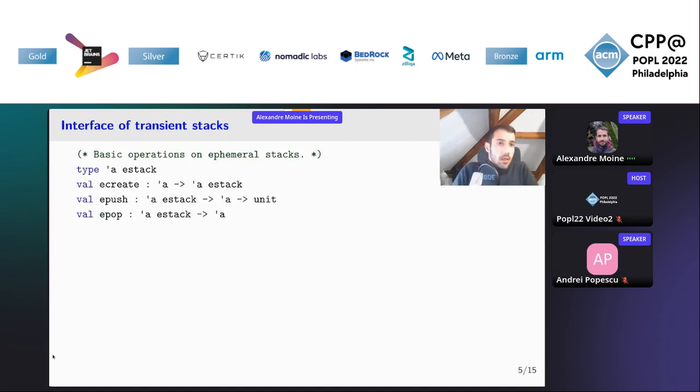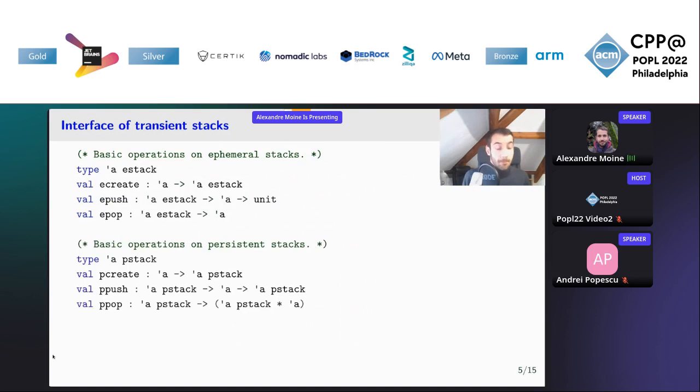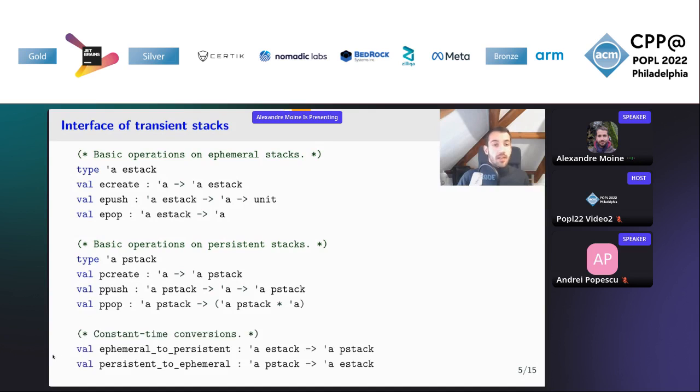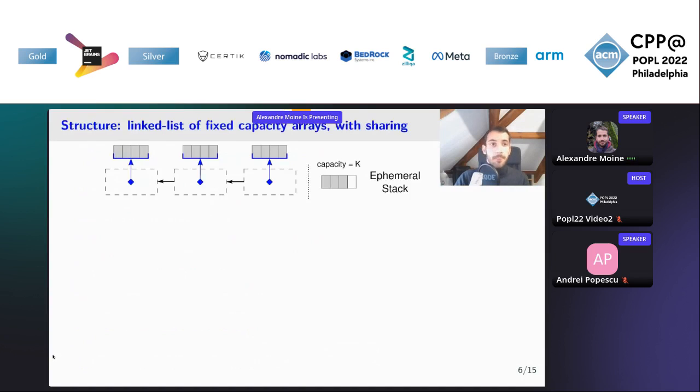So, first, a type for ephemeral stacks. So you can create an ephemeral stack, push in an ephemeral stack, or pop in a non-empty ephemeral stack. Then we have a type for persistent stacks. So you can create a persistent stack, push in a persistent stack, or pop in a non-empty persistent stack. But crucially, we provide constant time conversions between the two. So you can go from ephemeral to persistent and from persistent to ephemeral in constant time. But how is this possible?